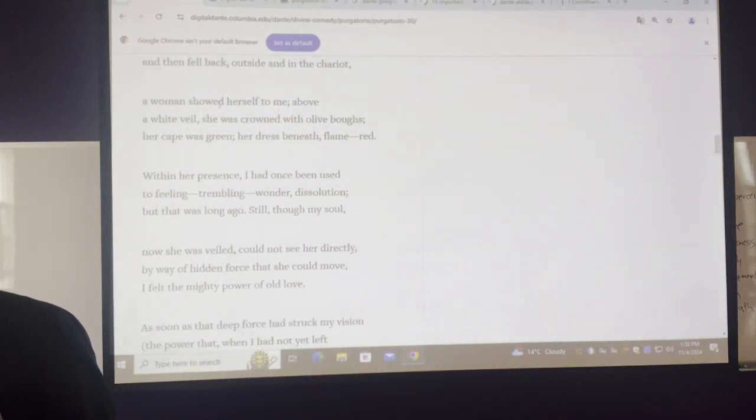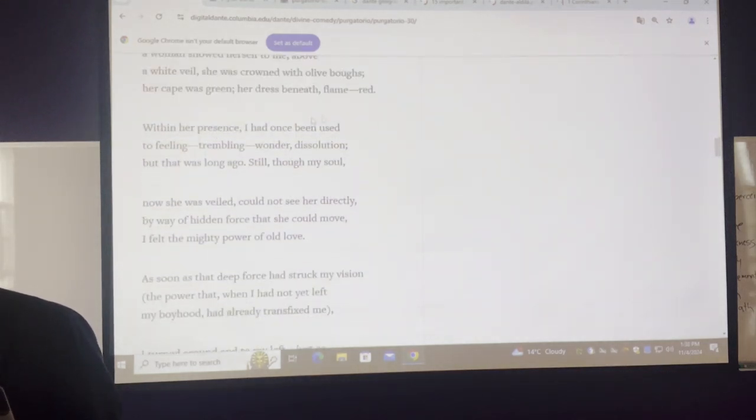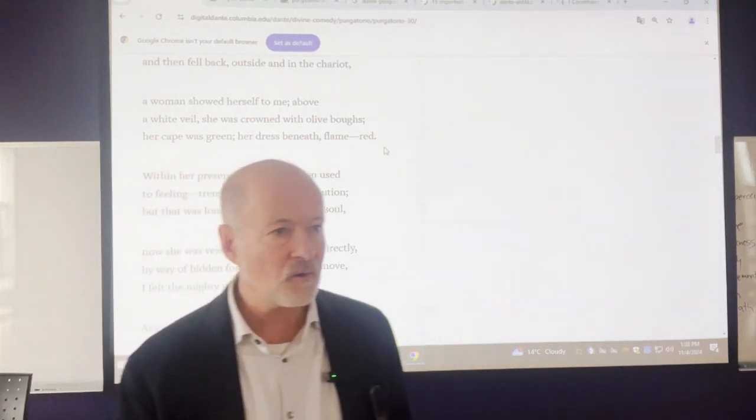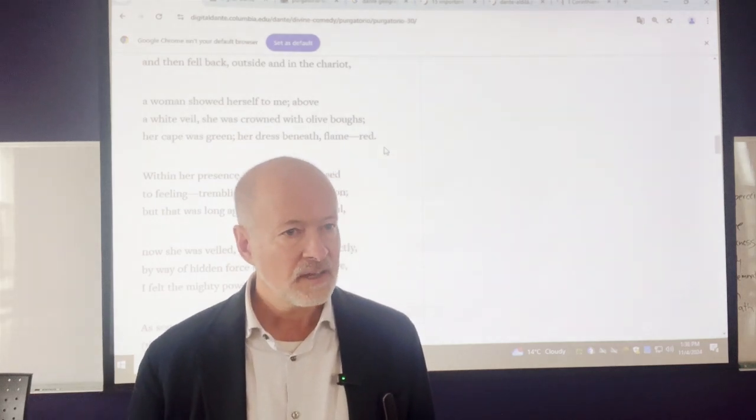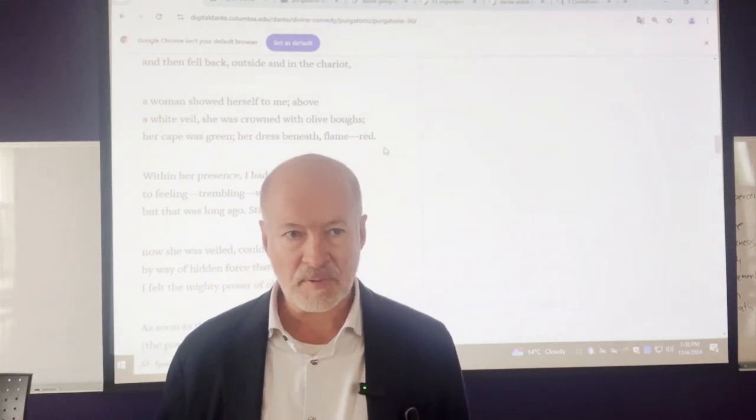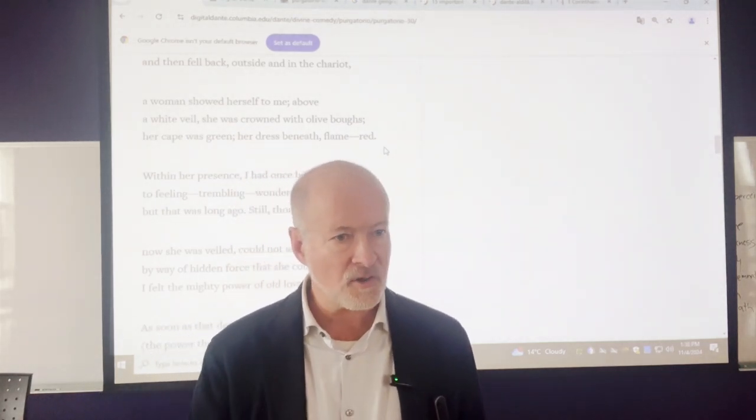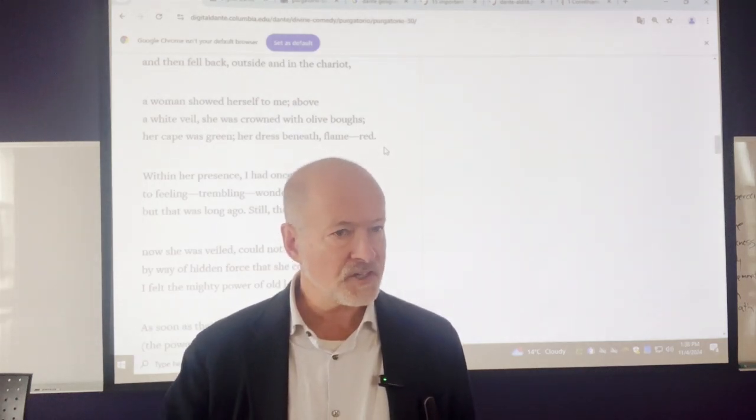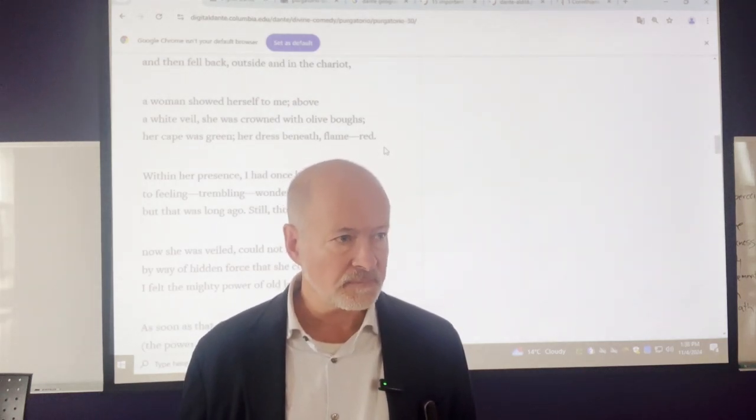So here she is. A woman showed herself to me above a white veil. She was crowned with olive boughs. Her cape was green, her dress beneath flame red. So she's colored in what? White, red, and green. The 3 colors represented by the Italian flag, representing faith, hope, and charity. And Beatrice is clothed in all 3.